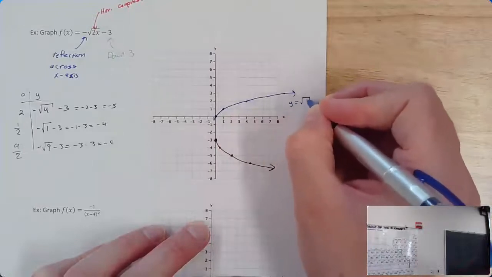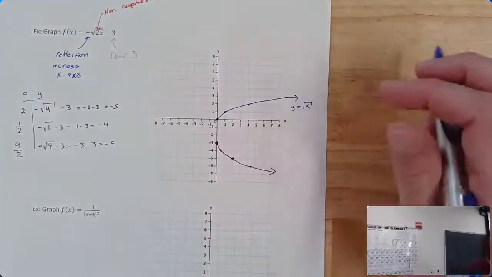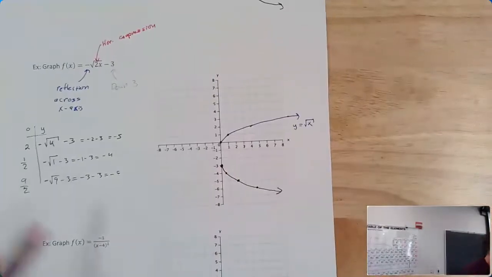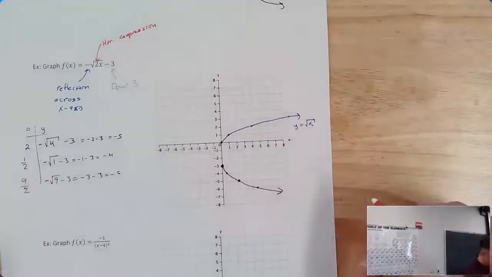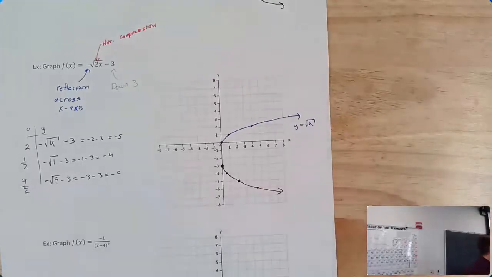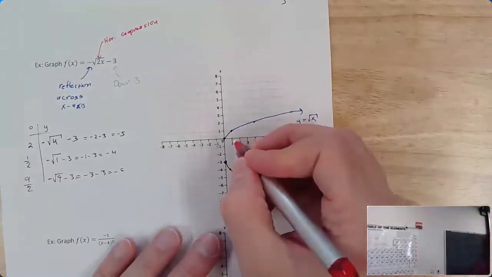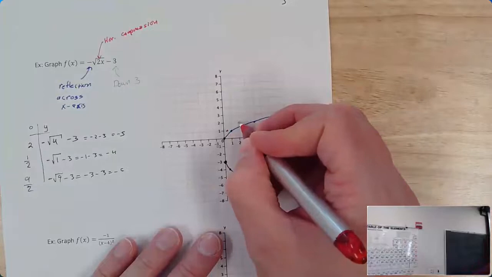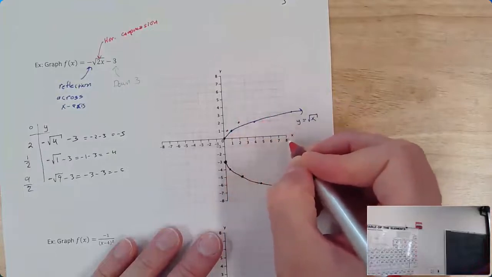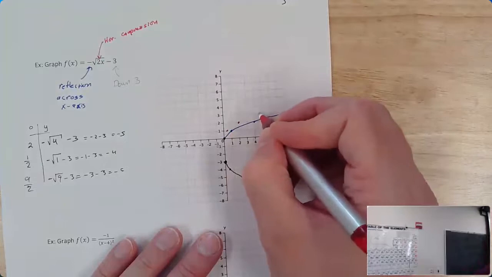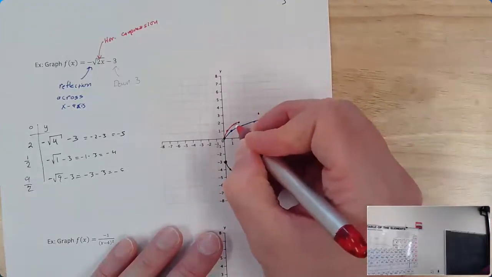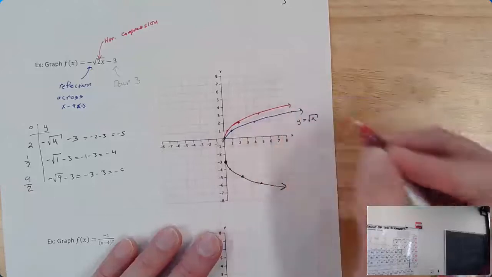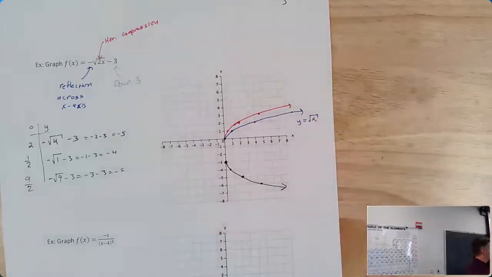And what I really care about showing you, even though I know I've professed a lot that I don't, is let me show you what the compression looks like. So if we have y equal to the square root of 2x, all my x values are half as big as they would have been. So instead of getting 1, 1, I get 1 half, 1. Instead of getting 4, 2, I get 2, 2. Instead of getting 9, 3, I get 4 and a half, comma 3. Got the same sort of shape, but it's been smooshed inwards towards the y-axis. And then we flipped it over and shifted it down.